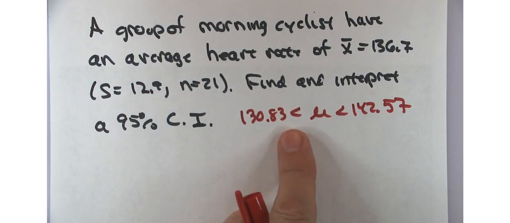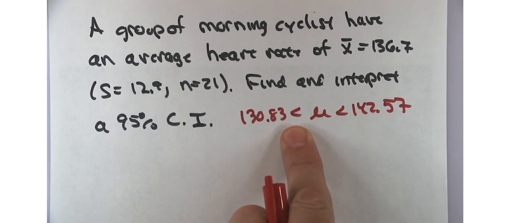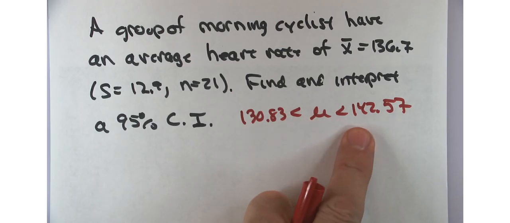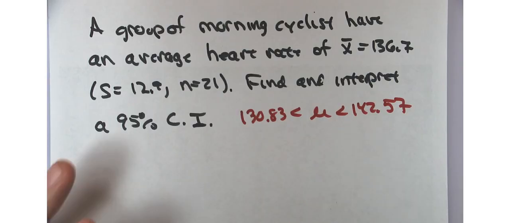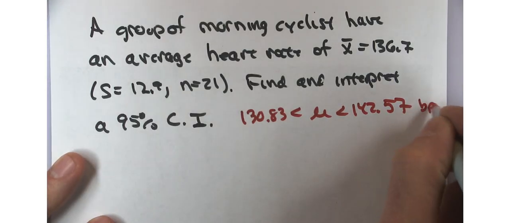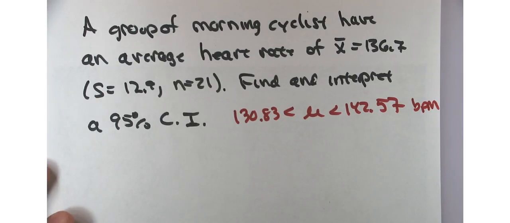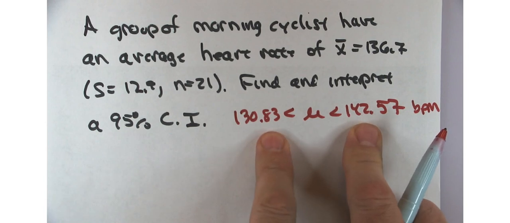We can be 95% confident that the true mean heart rate during morning cycling is between 130.83 and 142.57 beats per minute, BPM. Should be. Because I got 130.12 and 141.8. I'm not going to try and figure out where that difference would be.